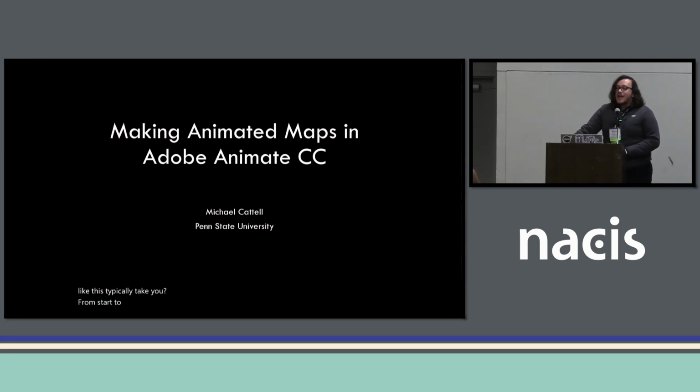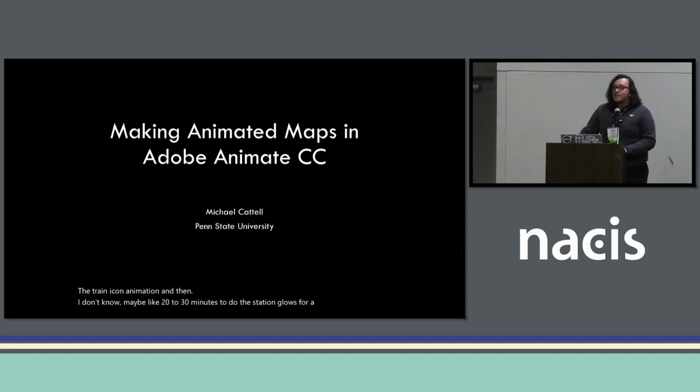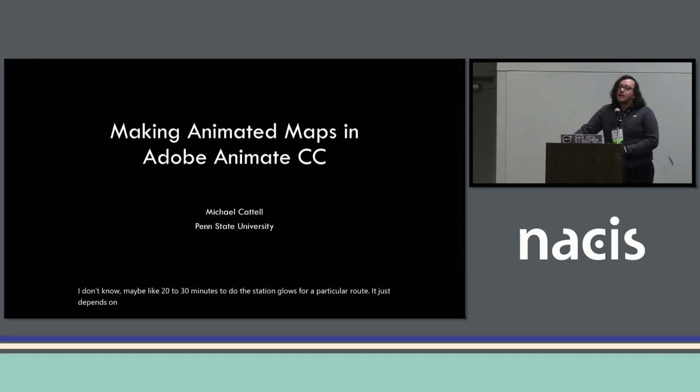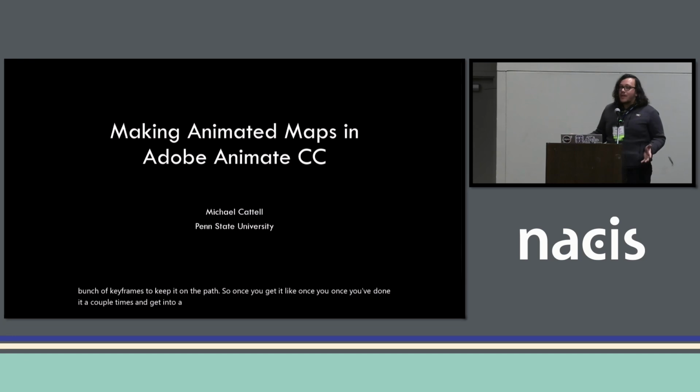Really depends on how easy. A lot of this was getting the data right, because there was a lot of filtering I had to do to get only the long distance stations. And then per station route, once I got into a rhythm, it took maybe 10 minutes to do the train icon animation, and then maybe 20 to 30 minutes to do the station glows for a particular route. It just depends on how cooperative the motion guides are, and if I have to add a bunch of keyframes to keep it on a path. So once you've done it a couple of times and get into a rhythm, as with all things, it just gets a lot faster.